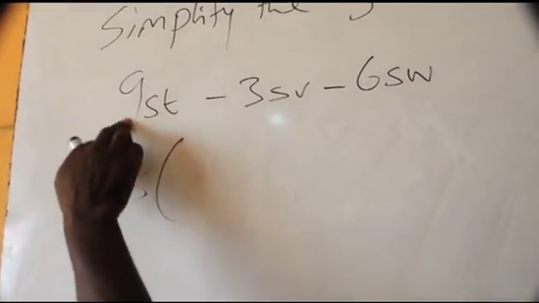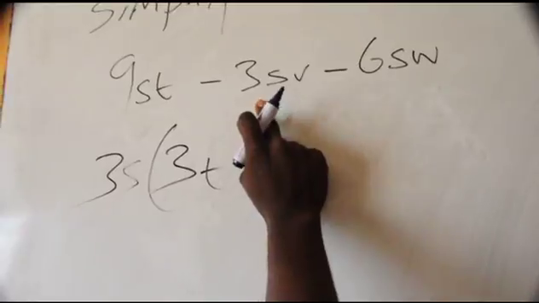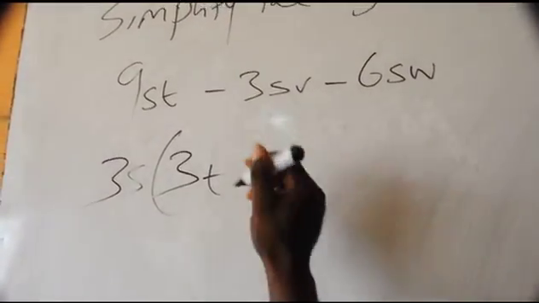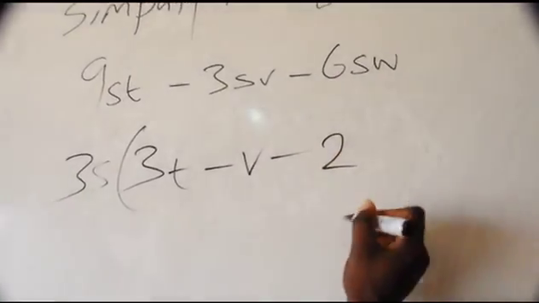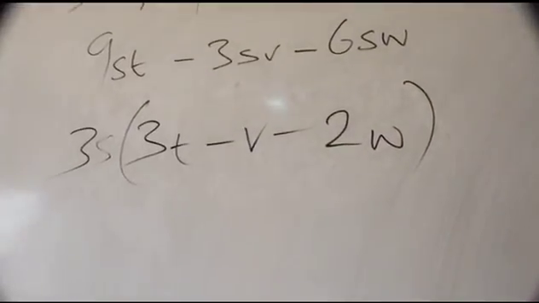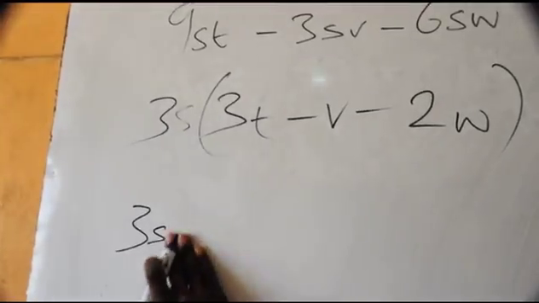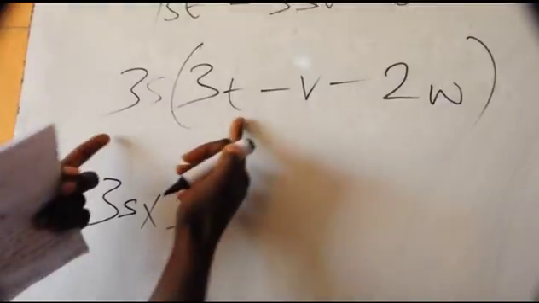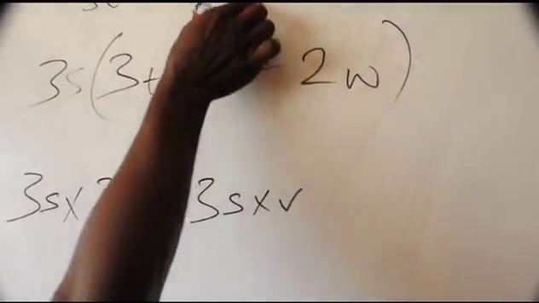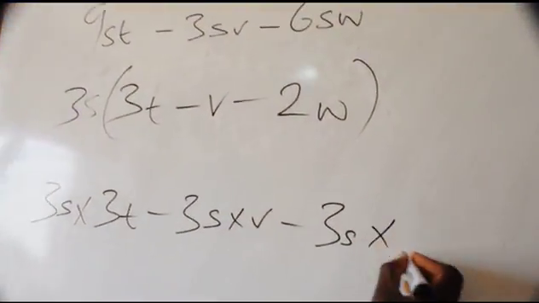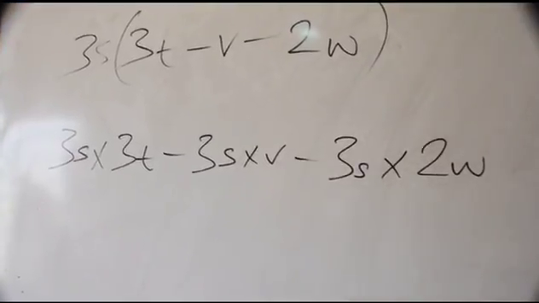So now we have 3s outside, and inside we have 3t, then minus v, and then minus 2w. So that when this 3s goes to this, 3s times 3t gives this, minus 3s times v gives this, and minus 3s times 2w gives this. I'm going to factor this out. So that's it. Let's go to the second exercise.